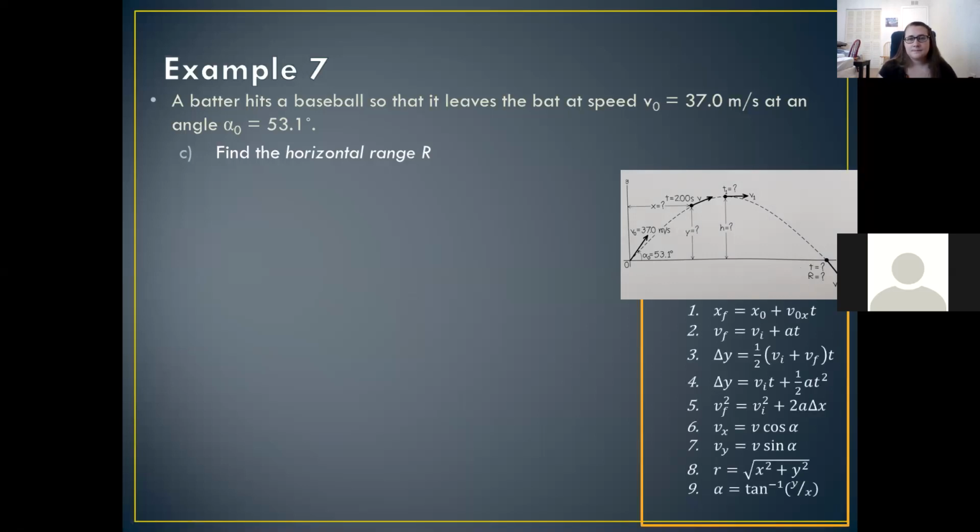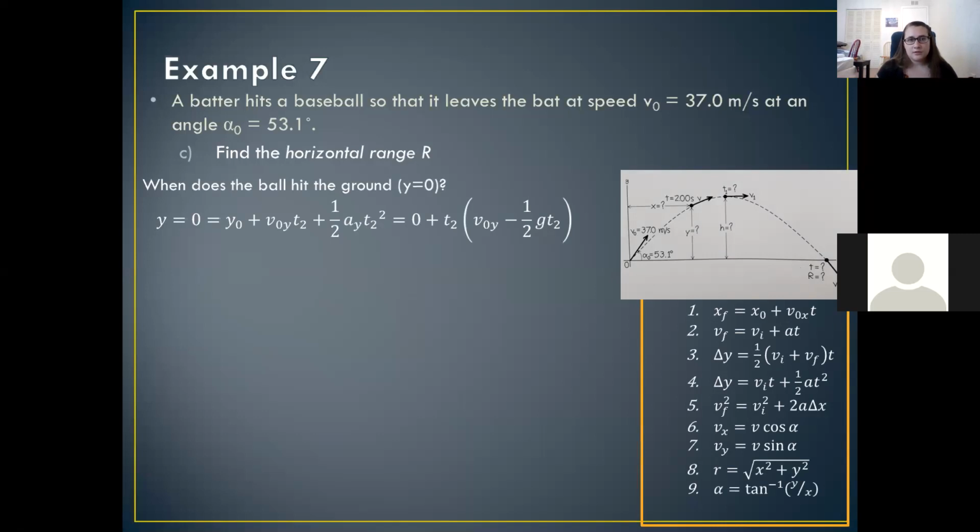There are equations. So that's what we're asking. When does the ball hit the ground? It would hit the ground again at a height of 0, y equals 0. So since we know that's where the ball is hitting the ground, we can plug in 0 as our final height. So we'll again use equation number 4, but now our final height is 0. Our initial height is 0.